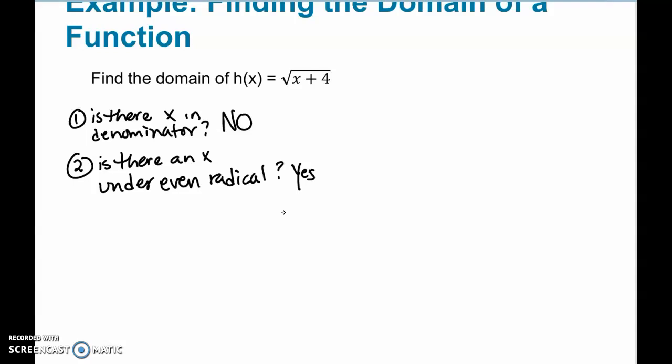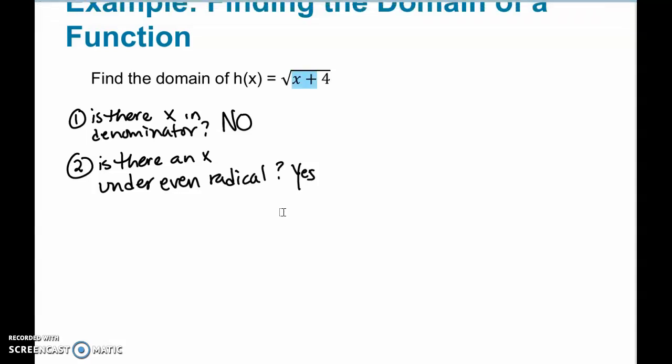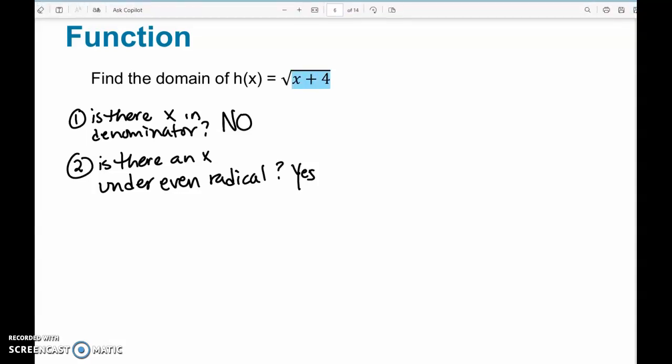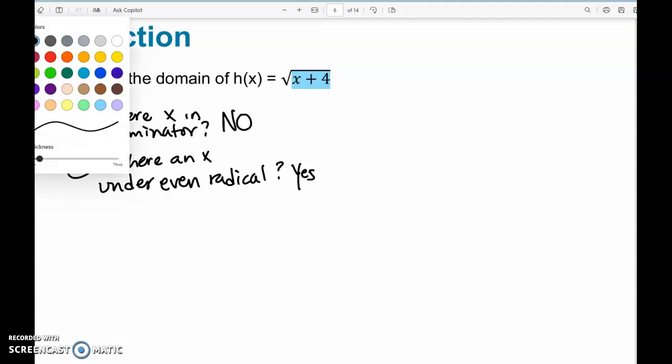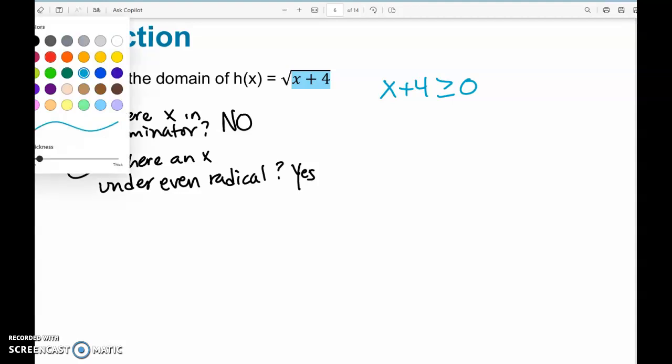Now, if you answered no to both of these, then you would say the domain is all real numbers, and in interval notation, that would be -infinity, +infinity. But in this case, we answered no to the first question, but yes to the second. So if that's the case, then I'm going to take, remember I said the radicand, it's just this part, not including the square root symbol. And I'm going to take the radicand and set it greater than or equal to 0. And then I'm going to solve for x.